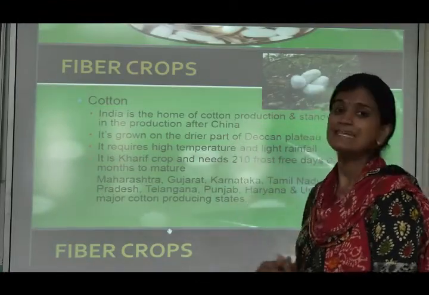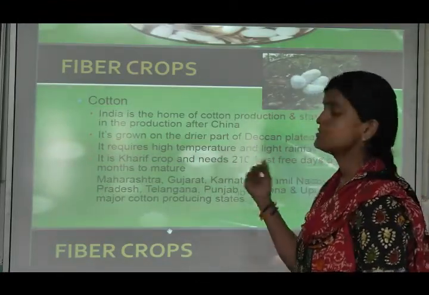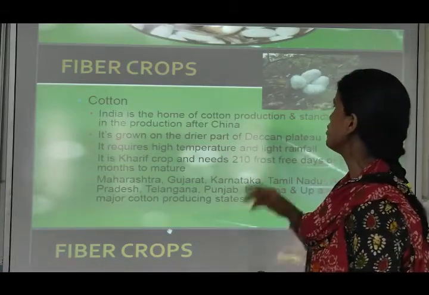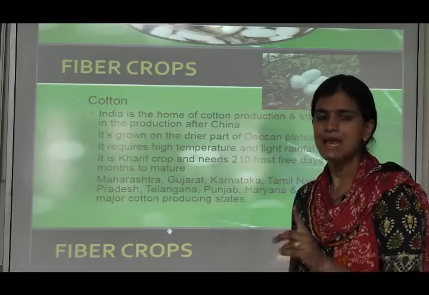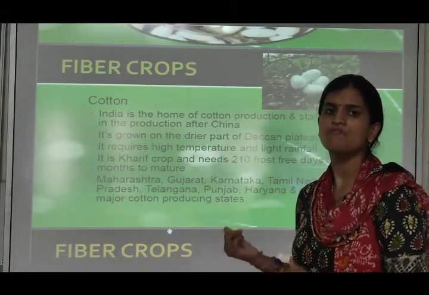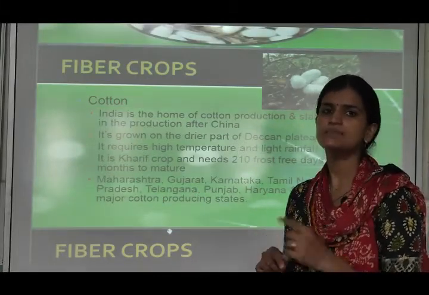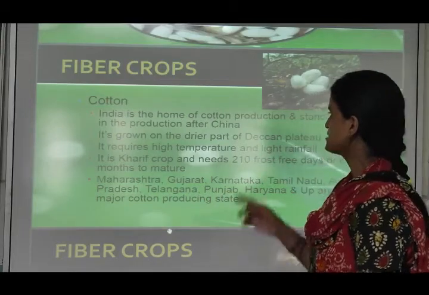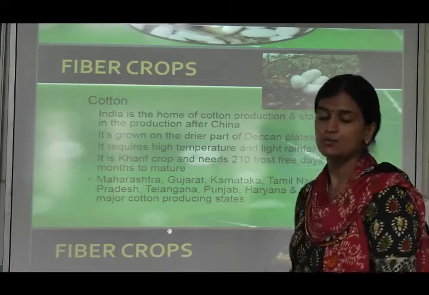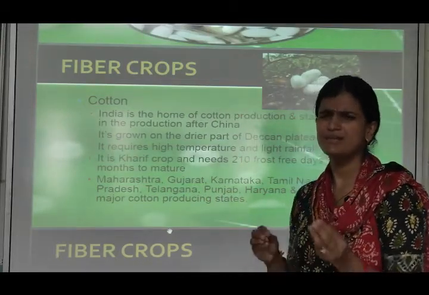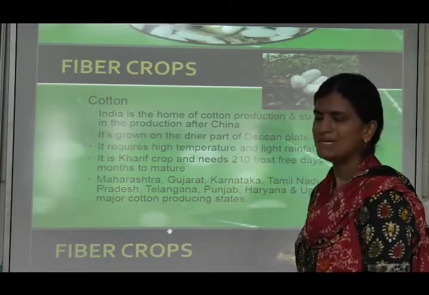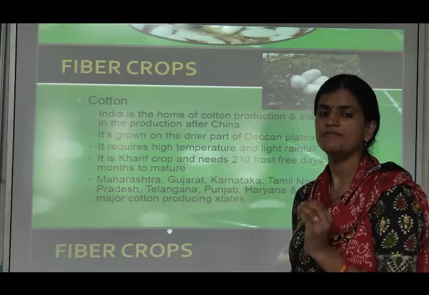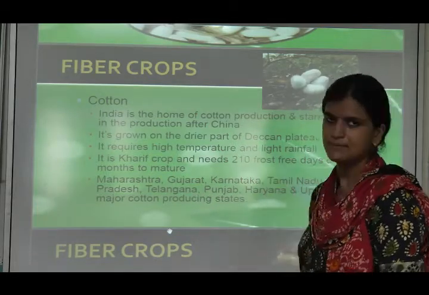Now here we have the next fiber crop, that is cotton. India is the home of cotton production and stands second in production after China. Means China is the first producer of cotton, and on the second position comes India. It's grown on the drier part of the Deccan Plateau. Drier part means very less rainfall. It requires high temperature and light rainfall.